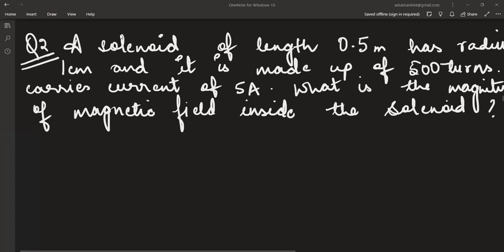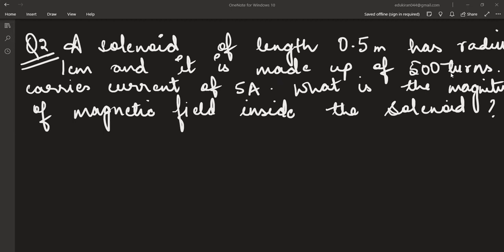This says that a solenoid of length 0.5 meters and radius 1 centimeter, made up of 500 turns, carries current 5 amperes. The question is the same. The difference arising is that here it is just given as 500 turns. In the previous question, it was mentioned as 300 turns per meter. Here, the number of turns per unit length is not mentioned, just 500 turns.